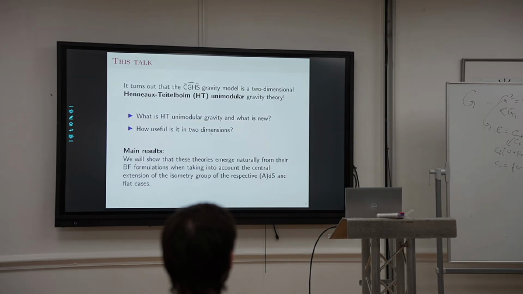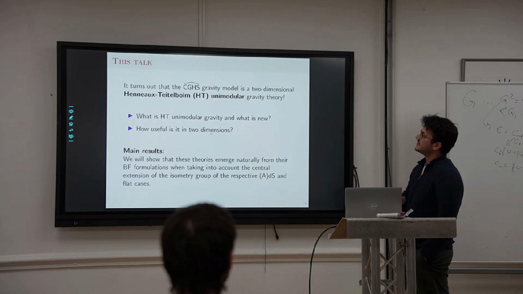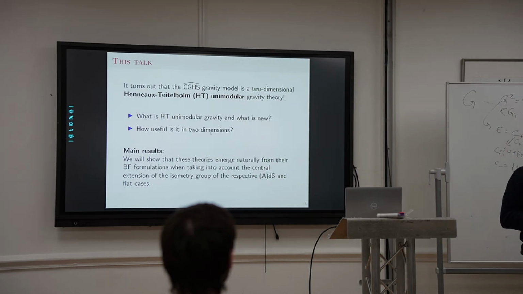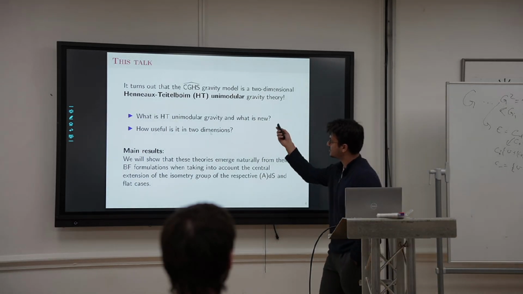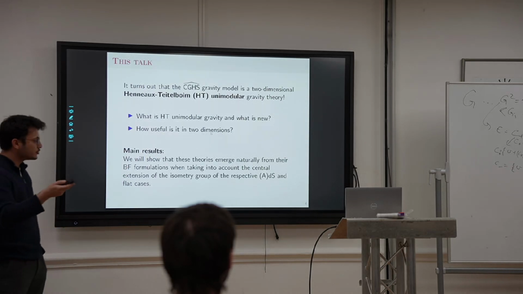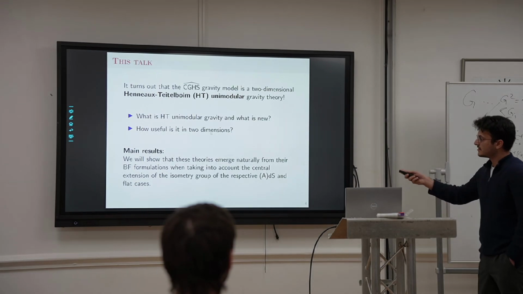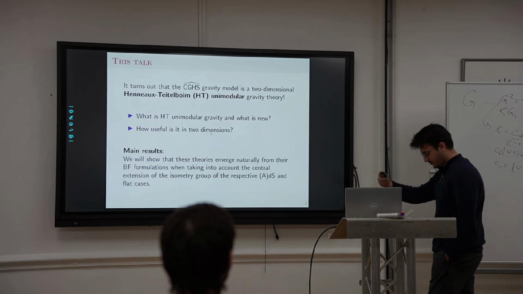So, what am I going to talk about in this talk? We will see that the CGHS-hat gravity model is a two-dimensional Henneaux-Teitelboim unimodular gravity theory. That's the main message I want to give you. And for that, we will explain all these terms. What is HT unimodular gravity? What is new in it? And how useful is it in 2 dimensions? We will also show that this arises by taking the central extension of the isometry group of the theory that you started with.